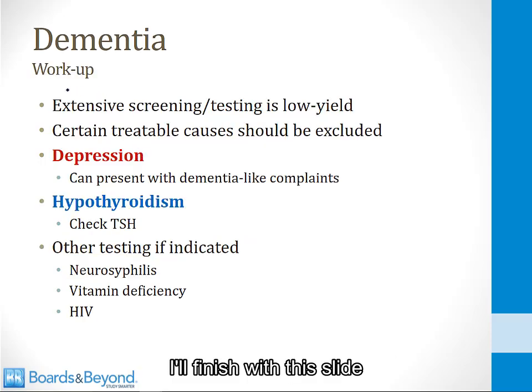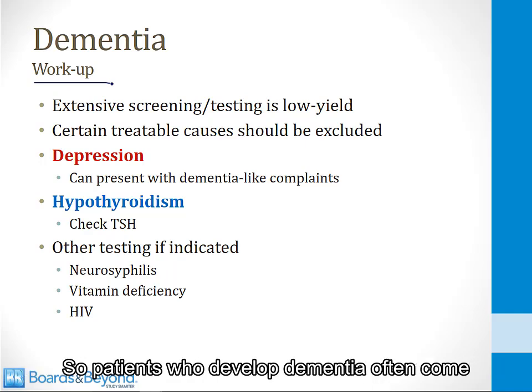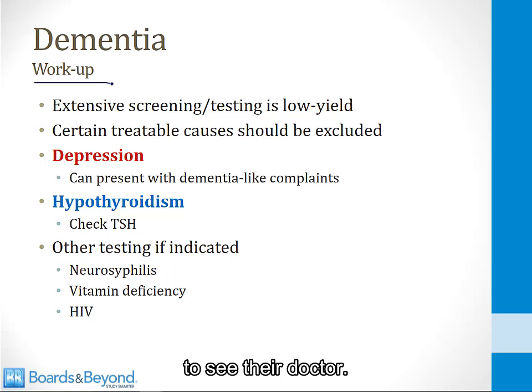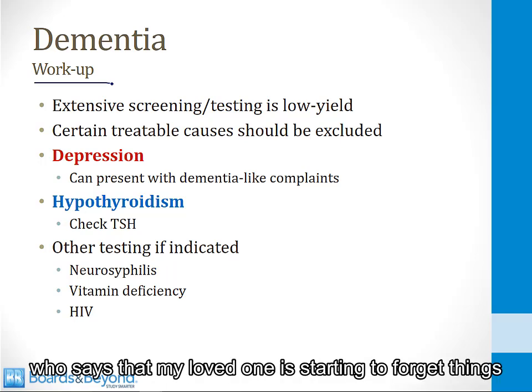I'll finish with this slide and briefly mention the workup for new onset dementia. So patients who develop dementia often come to see their doctor. The patient may come his or herself and complain of memory problems, or more often they're brought in by a family member who says that my loved one is starting to forget things and get confused.